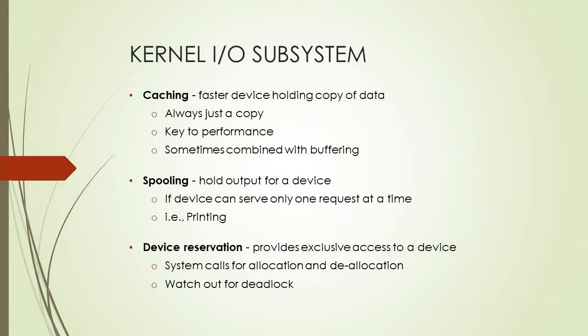Kernel I/O subsystem caching: a faster device holding a copy of data. It is always just a copy, key to performance, sometimes combined with buffering. Spooling: hold output for a device if the device can serve only one request at a time, for example printing. Device reservation provides exclusive access to a device.